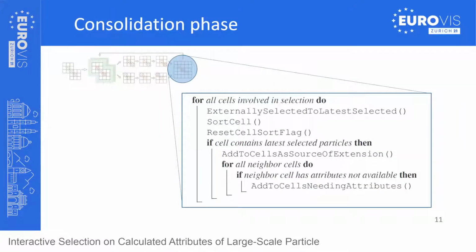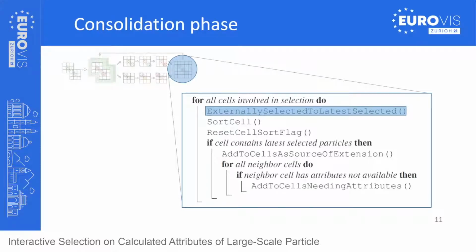The consolidation phase links region growing from the extension phase and lazy attribute evaluation in the preparation phase. We use it to set up the work buffer for our next iteration. Taking all cells involved in the latest selection as input, we define the sources of an extension for the next iteration and add the cells for which we need lazily evaluated attributes. To do that, we check for particles that were exclusively selected from another cell and move them to the section of latest selected by subsorting the cell's indexes.